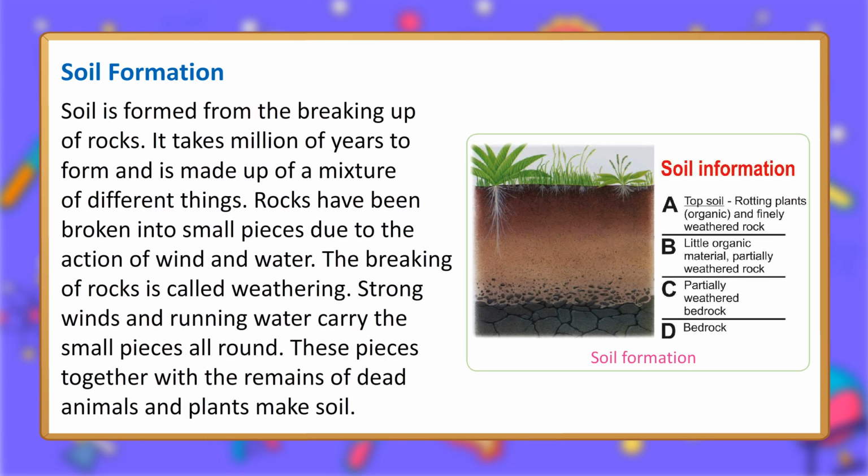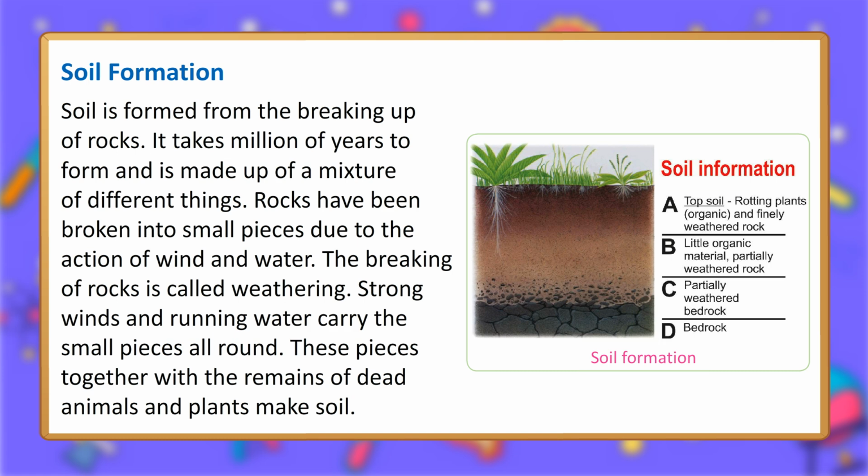Soil formation. Soil is formed from the breaking up of rocks. It takes millions of years to form and is made up of a mixture of different things. Rocks have been broken into small pieces due to the action of wind and water. The breaking of rocks is called weathering. Strong winds and running water carry the small pieces all round. These pieces together with the remains of dead animals and plants make soil.